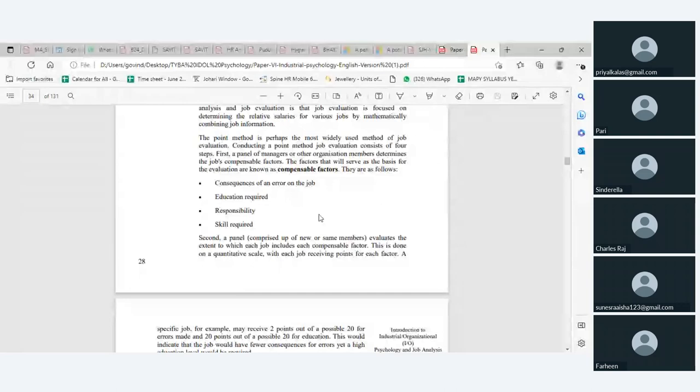Education required: what is the education I need for this kind of job? What kind of responsibility is required in that job? And what kind of skill is required? So remember, in job evaluation, there are four factors: consequences of an error, education required, responsibility, and skill required.